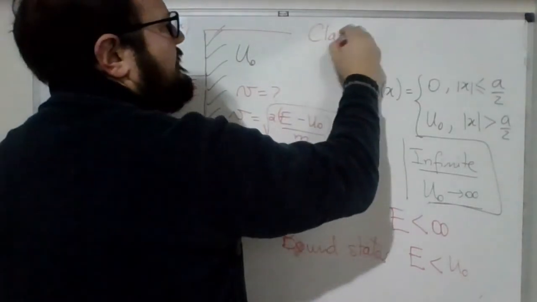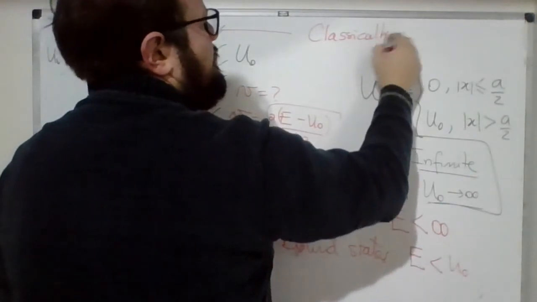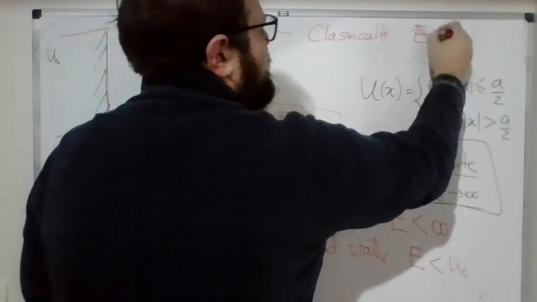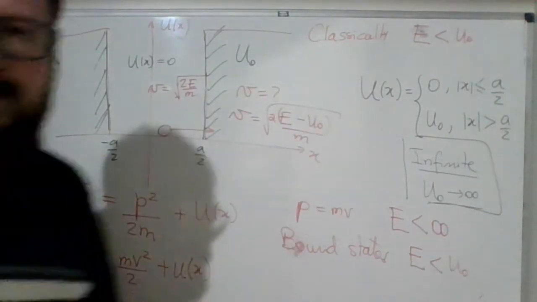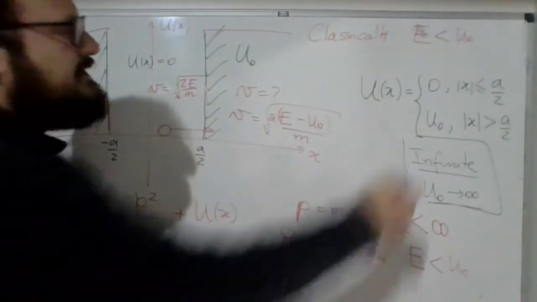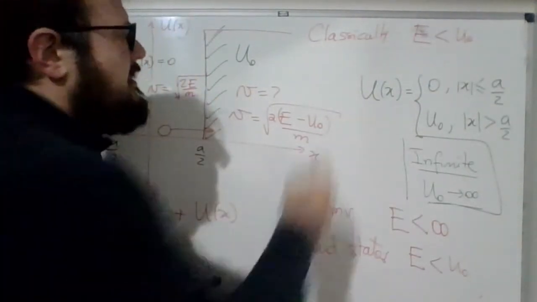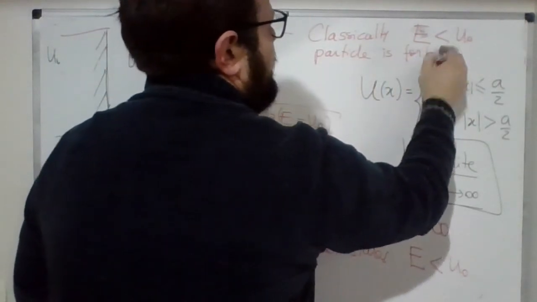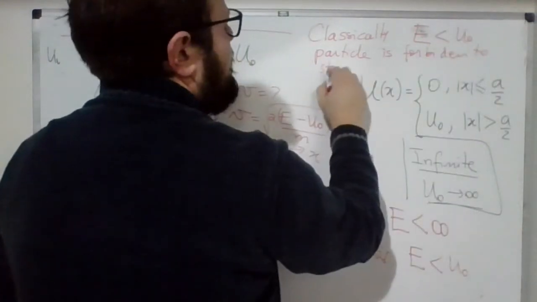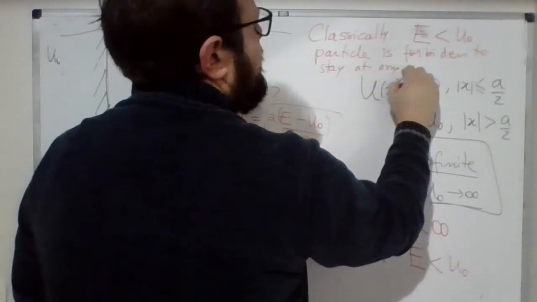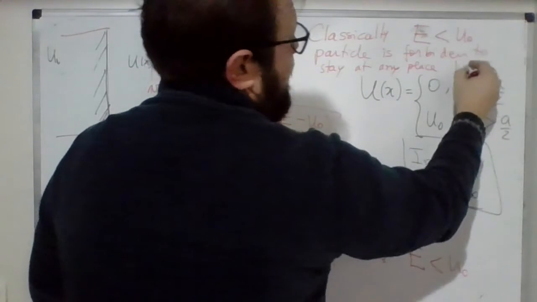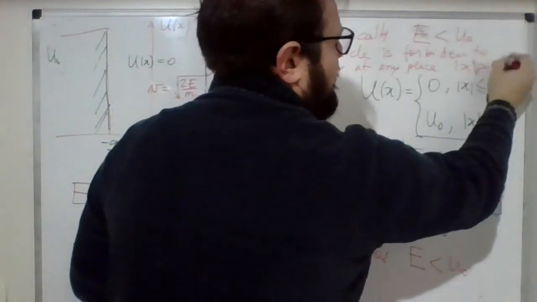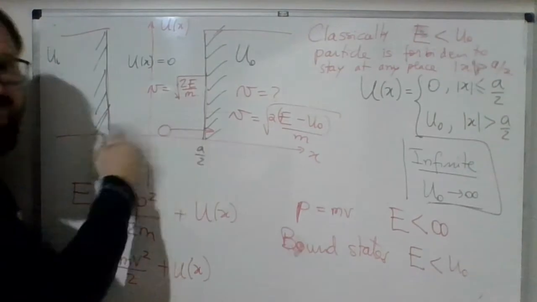So classically speaking, for a particle having an energy lower than the potential barrier, velocity becomes imaginary and the particle is forbidden to stay at any place such that the position is in modulus greater than a divided by 2. So the particle must exist here.